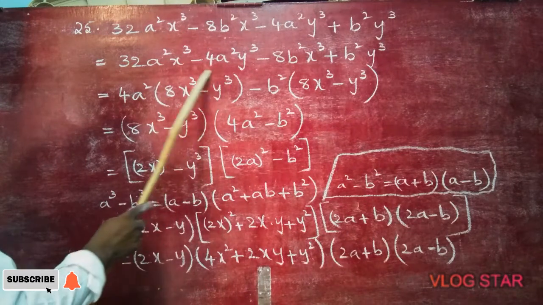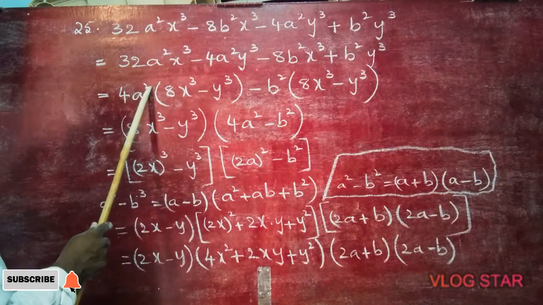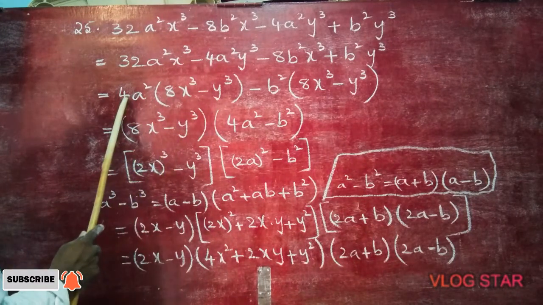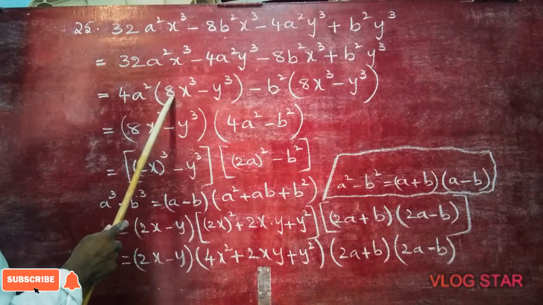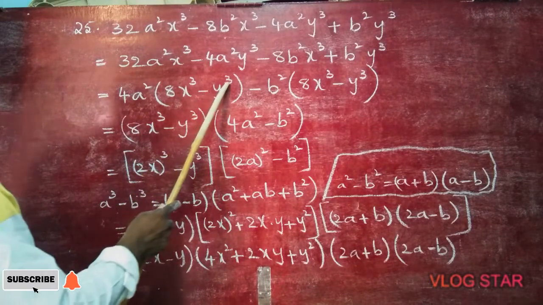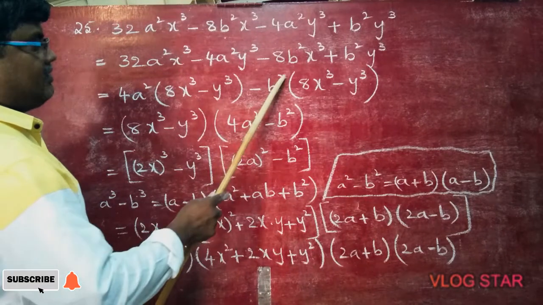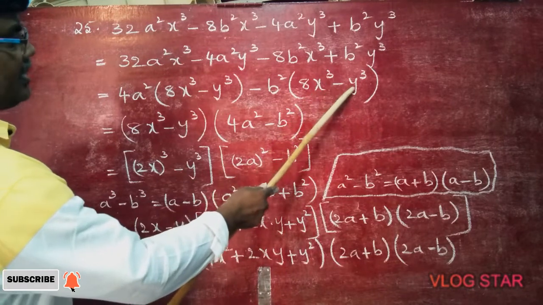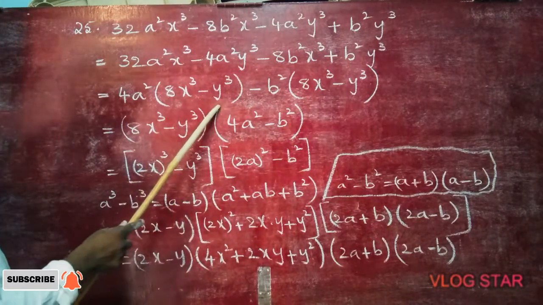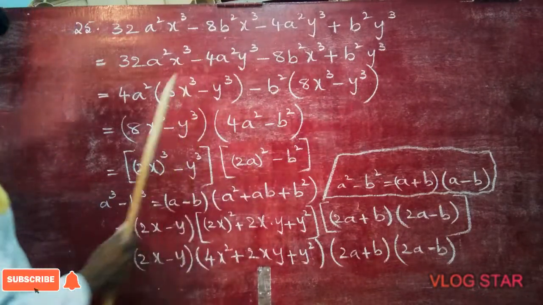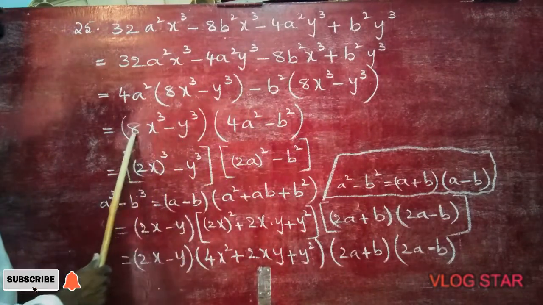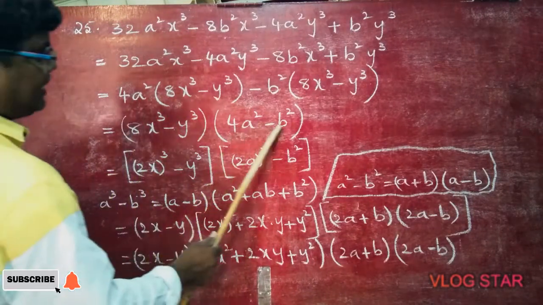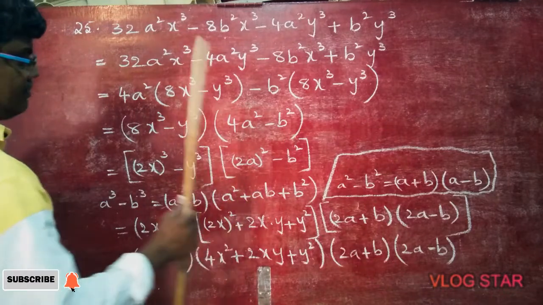So these two we can combine. From these first two terms, I can take 4a square as common. 4 goes in 32 8 times and here 4 came outside. So what is 4a square common I am taking? 8x cube minus y cube. Minus b square I am taking common from both the terms. Remaining is 8x cube minus y cube. What comes in the first bracket as it is should come in the second bracket. So on the whole 8x cube minus y cube is common and remaining is 4a square minus b square. Put it in the second bracket.